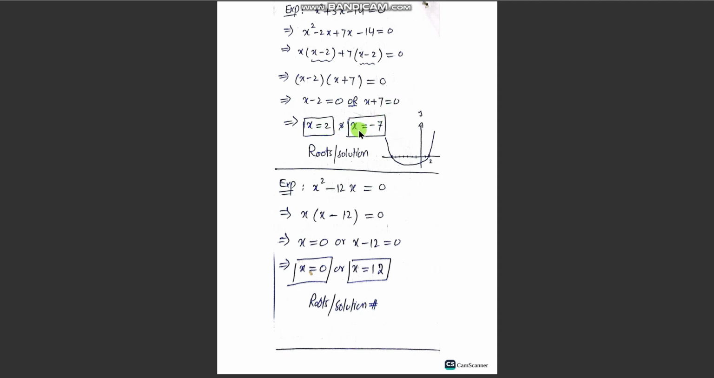So these two are the roots or solutions of the quadratic equation. You can verify by putting the value of x in this equation. If it satisfies the equation, the solution is correct, otherwise it is incorrect.